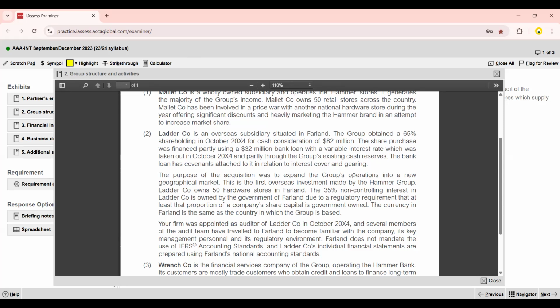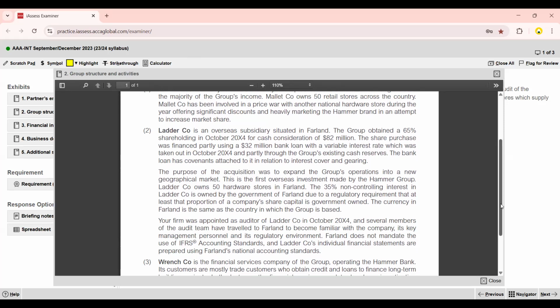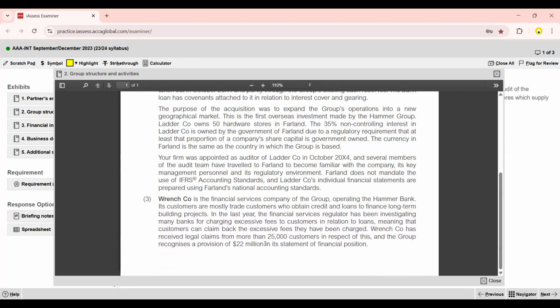Your firm was appointed as auditor of Ladder Company in October 2004, and several members of the audit team have traveled to Farland to become familiar with the company, its key management personnel, and its regulatory environment. Farland does not mandate the use of IFRS. Of course, this is not a big deal. Ladder Company's individual financial statements are prepared using Farland's national accounting standards. But once we are preparing the consolidated statements, we have to ensure that for consolidation purposes, Ladder Company's financial statements are as per IFRS.